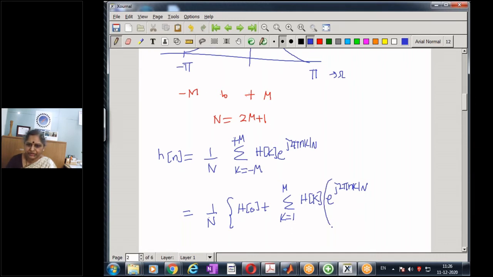what I'm trying to do is, instead of going from minus m to plus m, I've taken the 0 term out here, and then I'll take my summation from 1 to m, only positive values, and plus e to the power of minus j 2 pi nk by n.